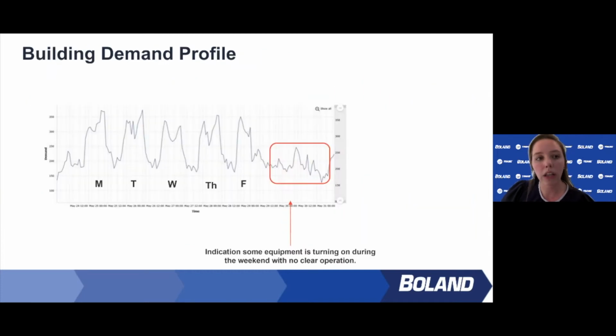So again, looking at a building demand profile, this is a little different than the previous one. Here we have time on the bottom, but this is the course of a week rather than just one day. And then we have demand again going up. So first we'll just start with the weekdays. We have Monday, Tuesday, Wednesday, Thursday, Friday. Starting on a Monday, we have the demand starting to increase again as the systems are turning on, the building's becoming a little more occupied.